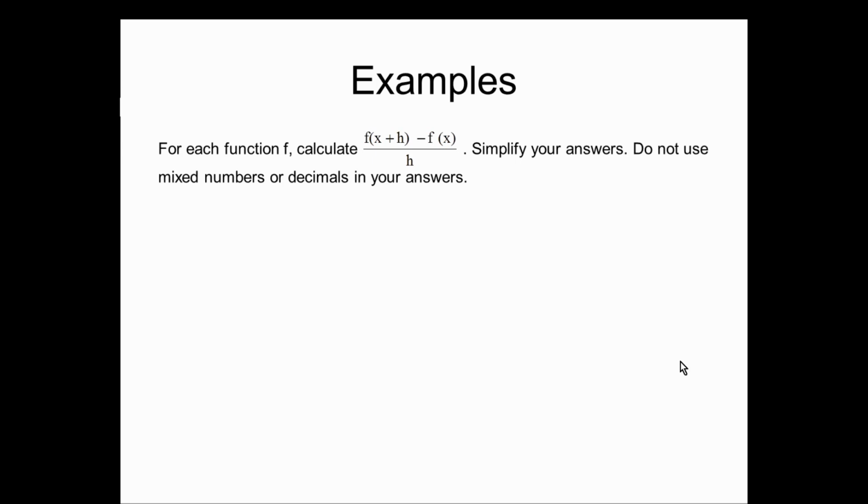Let's try some examples. For each function, we're going to calculate f of x plus h minus f of x over h. Simplify your answers. Do not use mixed numbers or decimals in your answers. When we're doing the difference quotient, our goal is to somehow make this h in the denominator cancel. It doesn't always happen, but for really nice functions, it will. It doesn't happen right away, but if it is going to cancel, that must mean you have some factoring going on. How difficult this is to calculate comes down to how bad our original function is.